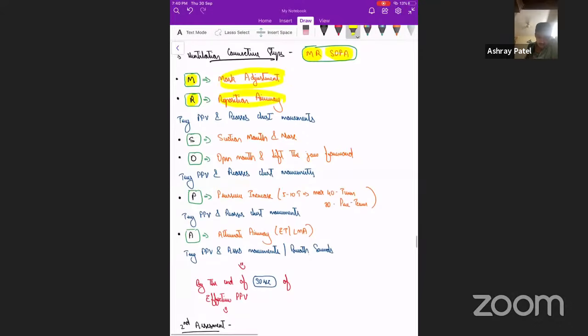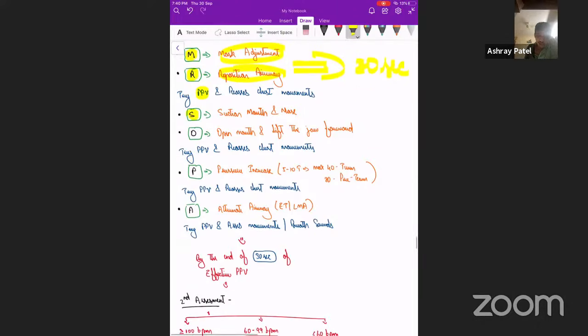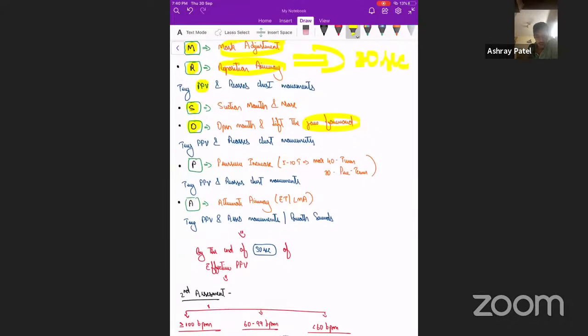Next, after doing this, you again continue with the positive pressure ventilation. If the chest is moving, then well and good, continue positive pressure ventilation for 30 seconds. If there is no chest rise, then come back and suction the mouth and nose, because there might be some secretions blocking the airway and not letting the chest move. Then open the mouth and lift the jaw forward so that the tongue does not fall back. After doing these two steps, again go ahead and give positive pressure ventilation.